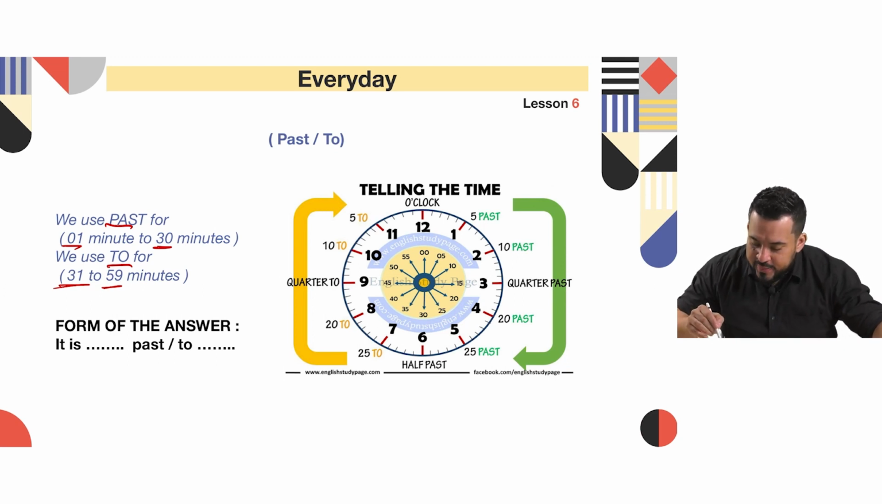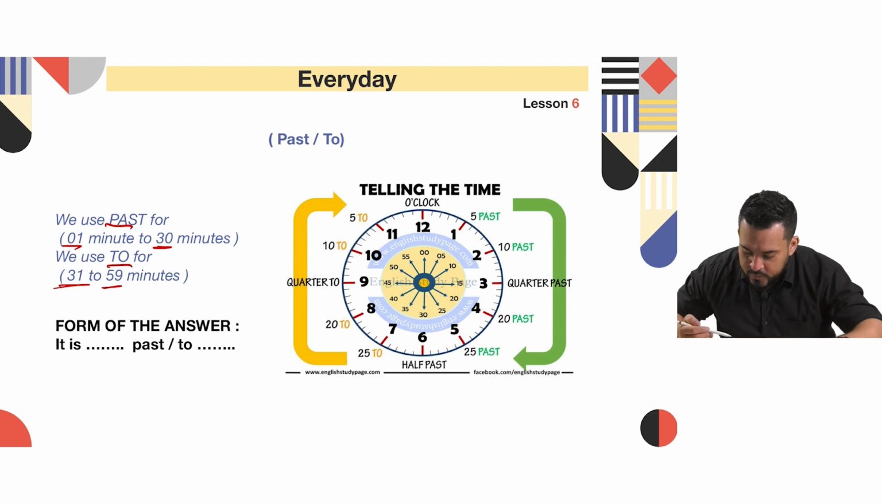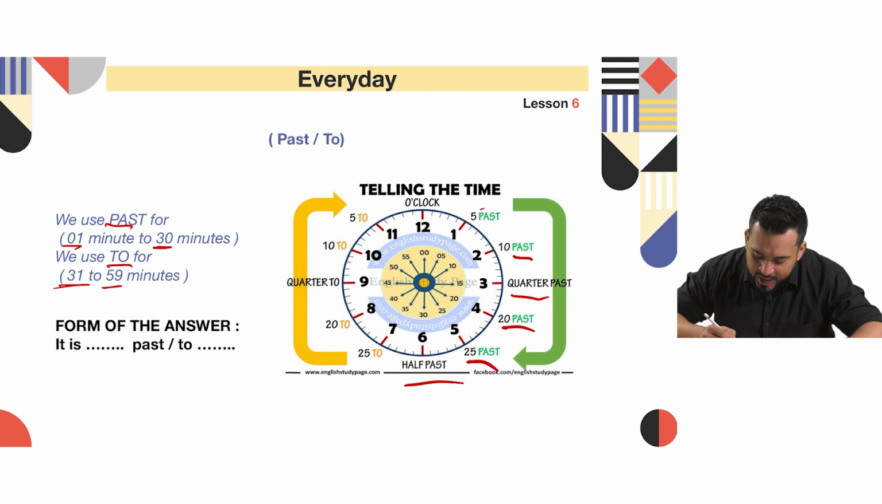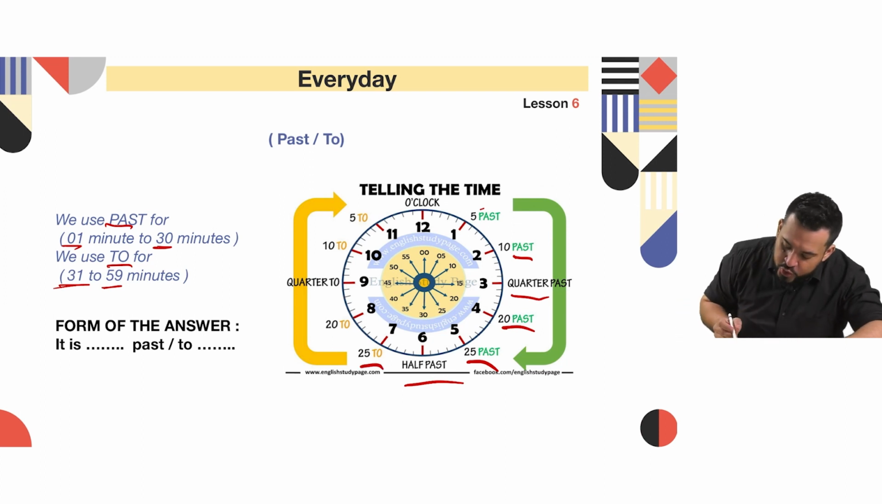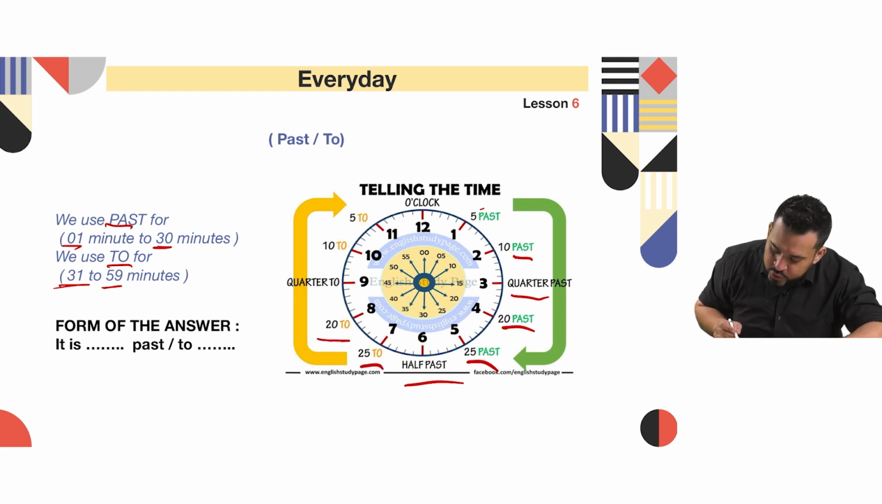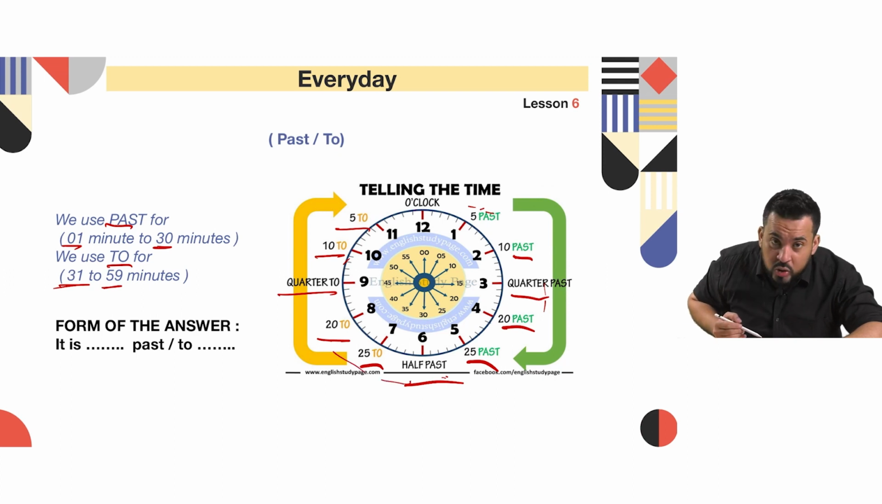Let's take a look at this clock. Okay, we have 12 o'clock, 5 past, 10 past, quarter past, 20 past, 25 past, half past, 25 to, 20 to, quarter to, 10 to, or 5 to. So all the past is after 12, and all the to are before 12 o'clock.